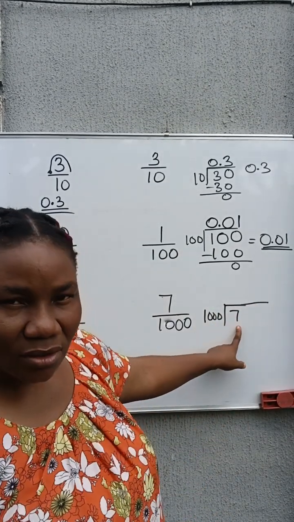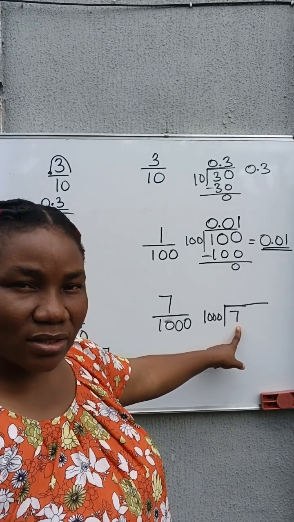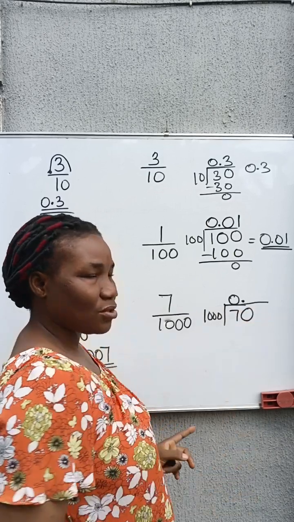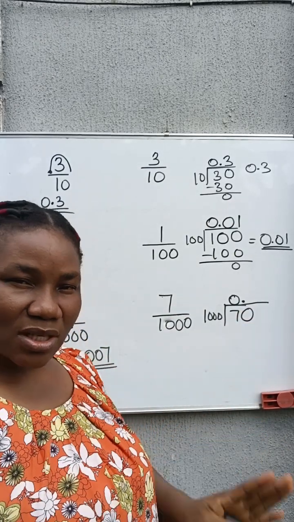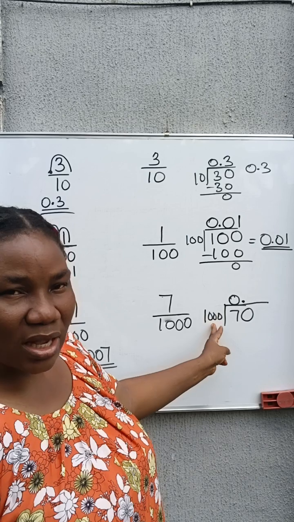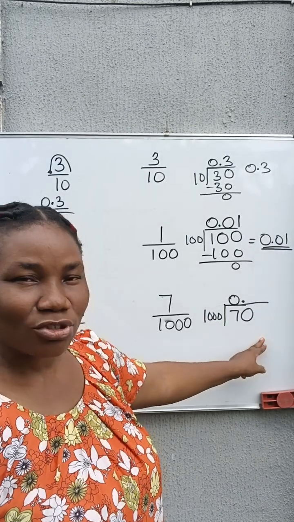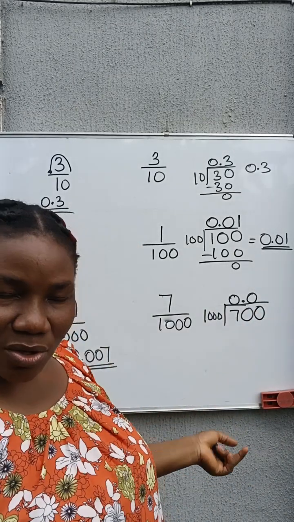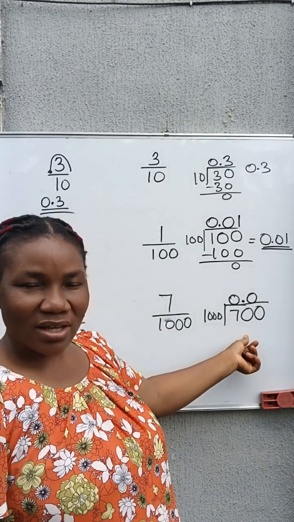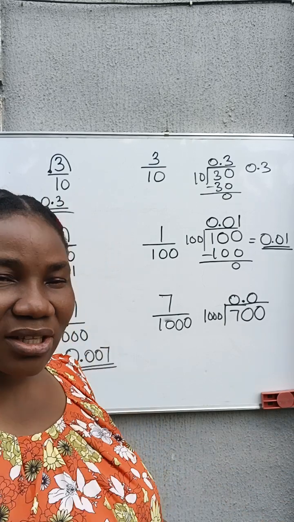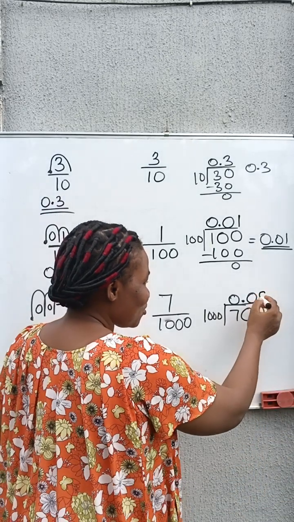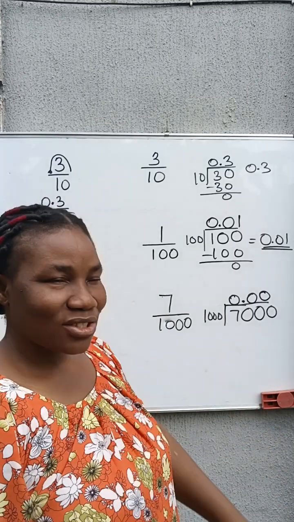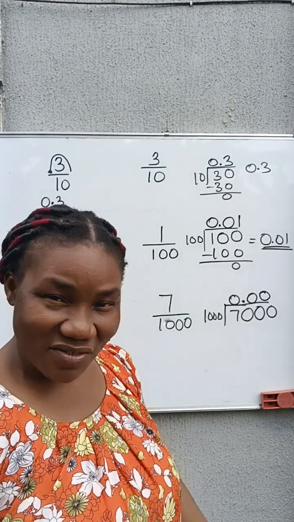So 7 will be divided by 1000. Is it possible? No. You write your 0 point. As you do this, give 0 to 7. 7 becomes 70. We go back again. 1000 into 70. Is it possible? No. Give 0 up, give 70 another 0. So we go again. We now have 700. Can 1000 go into 700? Still no. So we give 0 up, give 700 another 0. So 700 is no longer 700, it is now 7000.